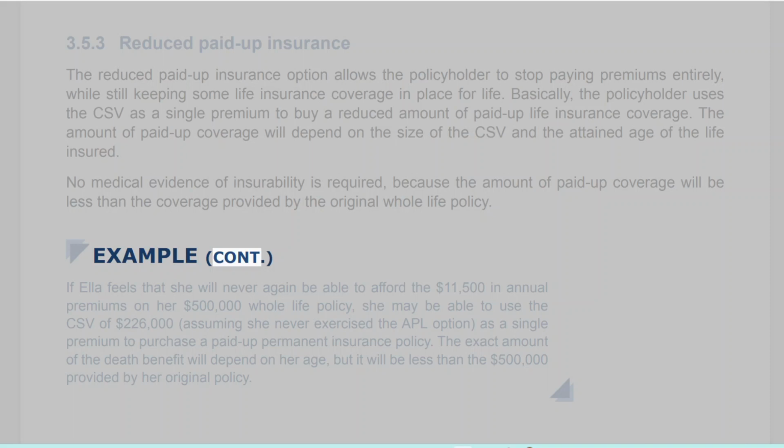Example, Kant. If Ella feels that she will never again be able to afford the $11,500 in annual premiums on her $500,000 whole life policy, she may be able to use the CSV of $226,000, assuming she never exercised the APL option, as a single premium to purchase a paid-up permanent insurance policy. The exact amount of the death benefit will depend on her age, but it will be less than the $500,000 provided by her original policy.